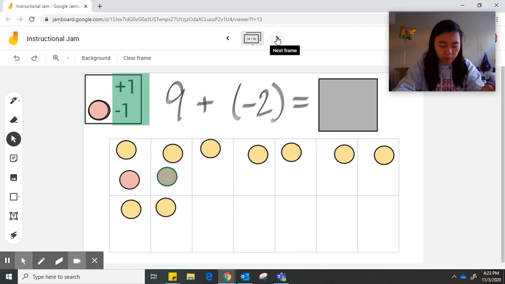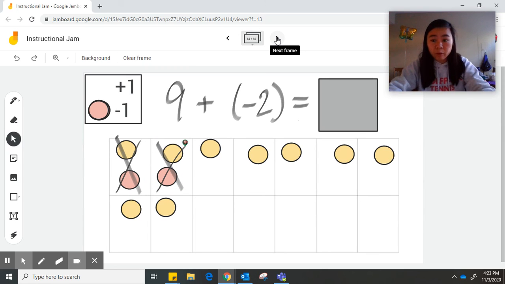How many 0 pairs can I make? There's 1. Here's another one. I'm going to go ahead and cross those out because they equal 0. They have no value. And then what am I left with? I'm left with a +7.